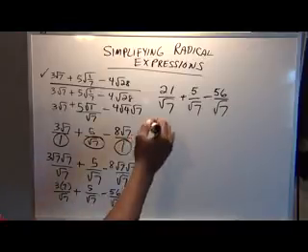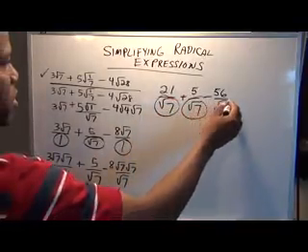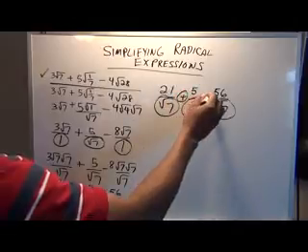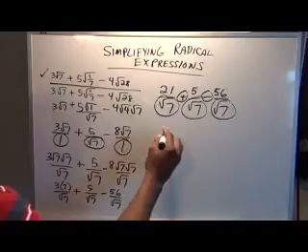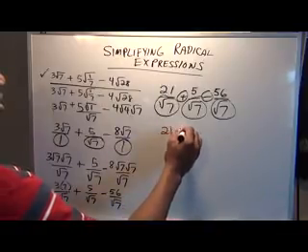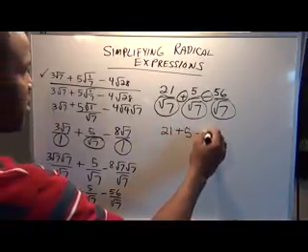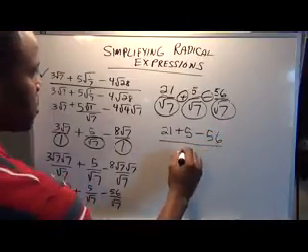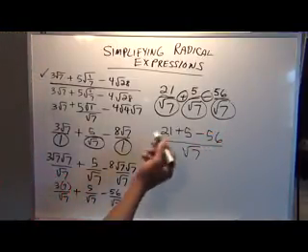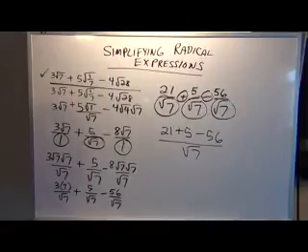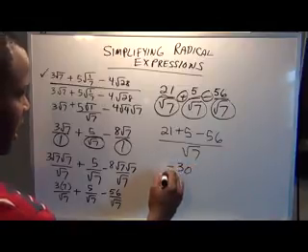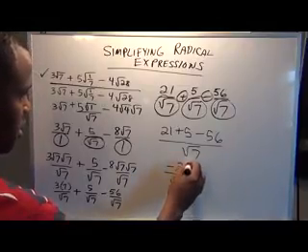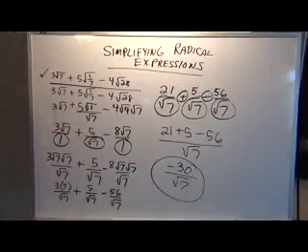Now that we have all of the denominators equal, all we simply do is use these operations to determine what we do to the numerators, and then we keep the denominator the same. So we have 21 plus 5 minus 56 over the square root of 7. 21 plus 5 is 26. 26 minus 56 is minus 30, and all that's over the square root of 7. And there's your answer: minus 30 over the square root of 7.